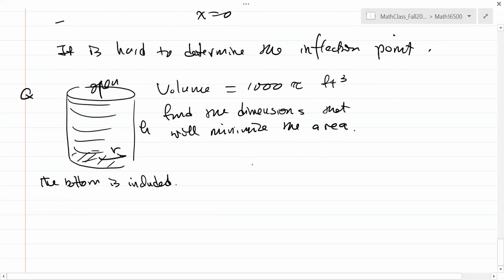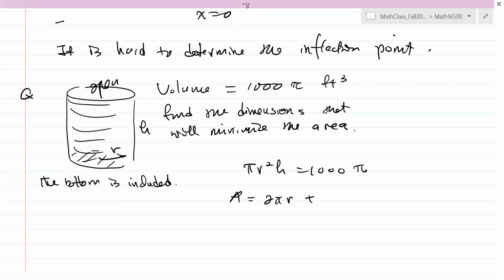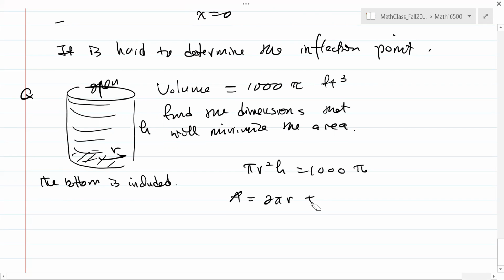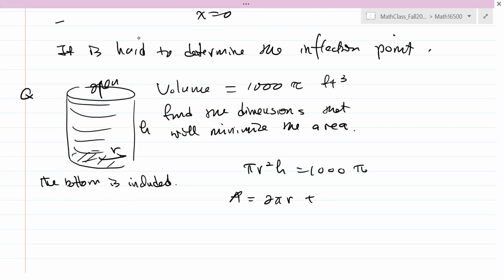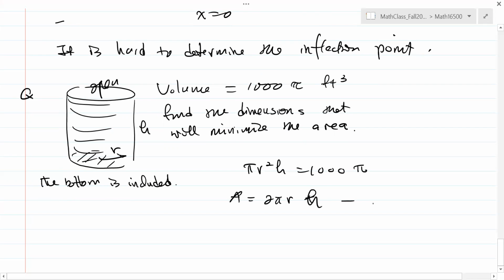So the volume is pi r squared h equals 1,000 pi. And the surface area is going to be, sorry, not just pi r squared: 2 pi r times h is the area of the side, and then the area at the bottom is going to be pi r squared. Right?